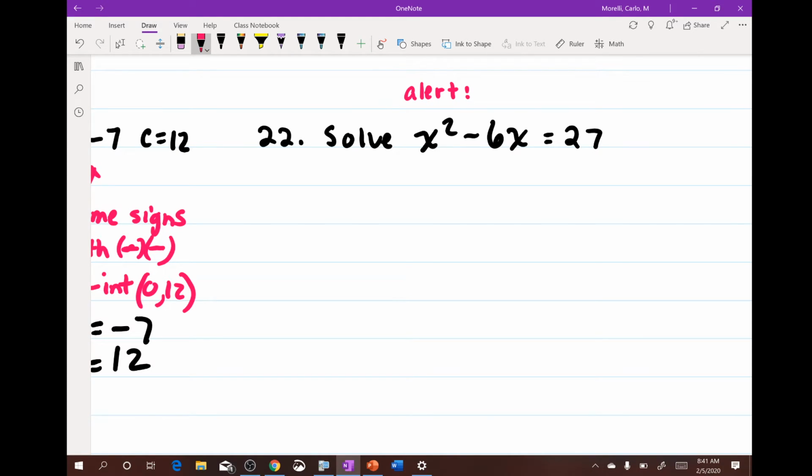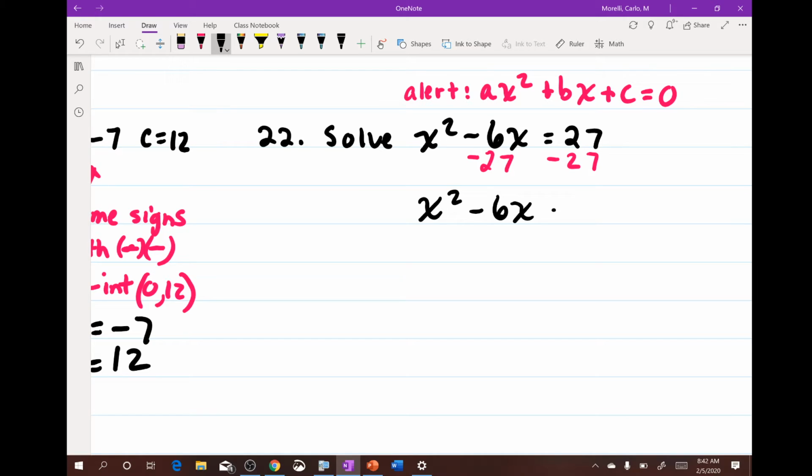Alert. We need this to be in standard form. It's not. It needs to be ax squared plus bx plus c equals 0. So what can I do to get the right side to be 0? Subtract 27 from both sides. So now I have x squared minus 6x minus 27 equals 0. Now we can do everything.